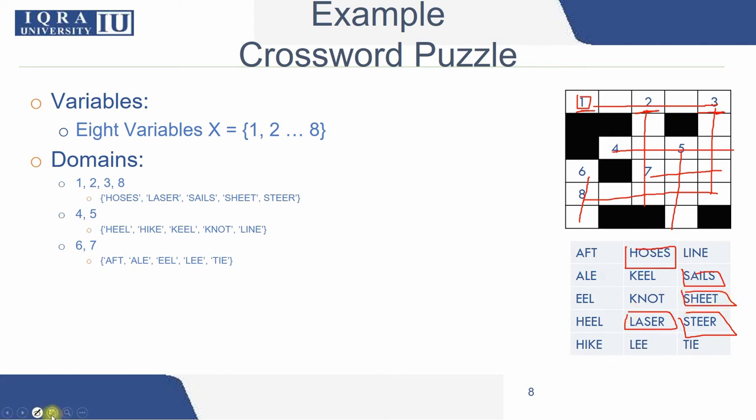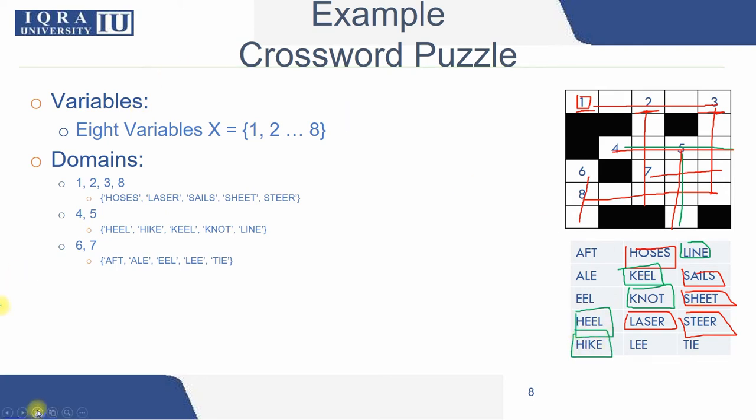Okay, now what about 4 and 5? Again, 4 and 5 are both four letter words. Which four letter words are here, you can identify them. They are line, keel, knot, heel, hike. They are all four letter words. So these are the four letter words, the domain of 4 and 5.